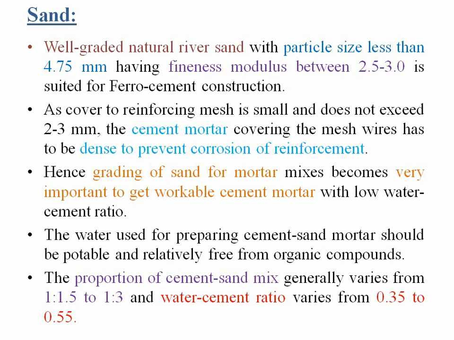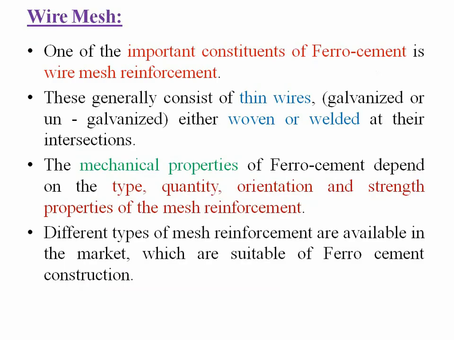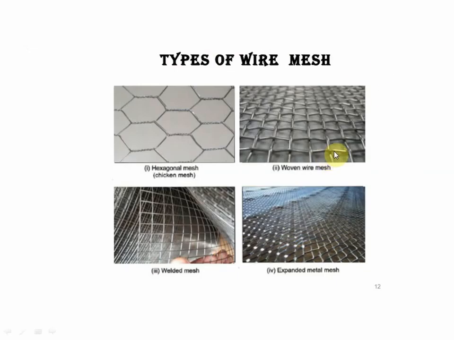The water cement ratio can vary from 0.35 to 0.55. And next we'll go through the wire mesh. This is one of the important materials in the construction of ferrocement, that is wire mesh reinforcement. And these wire meshes generally consist of thin wires, that is galvanized or ungalvanized, either woven or welded. I'll show you. Woven is nothing but this one, which is crossed one on another, and this one is the welded. Okay, this is woven mesh.